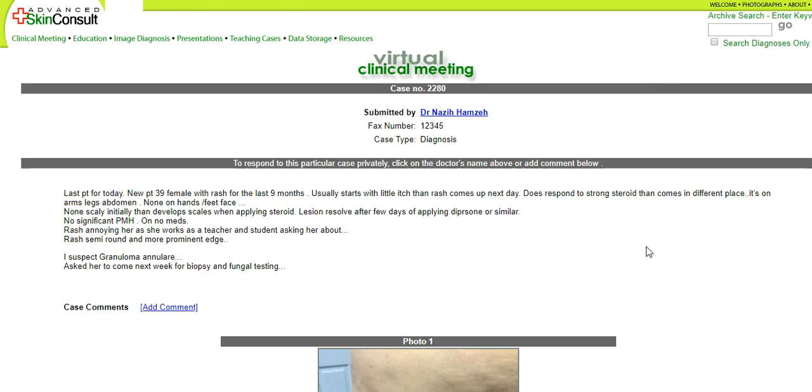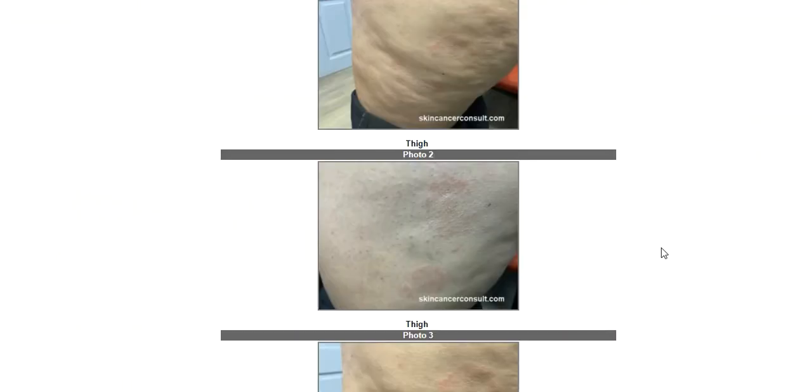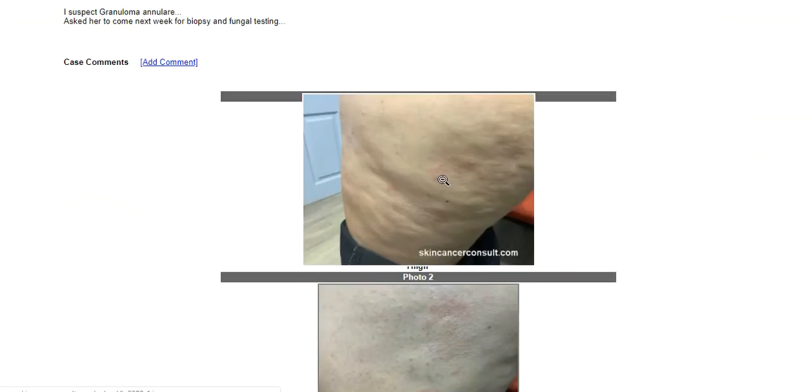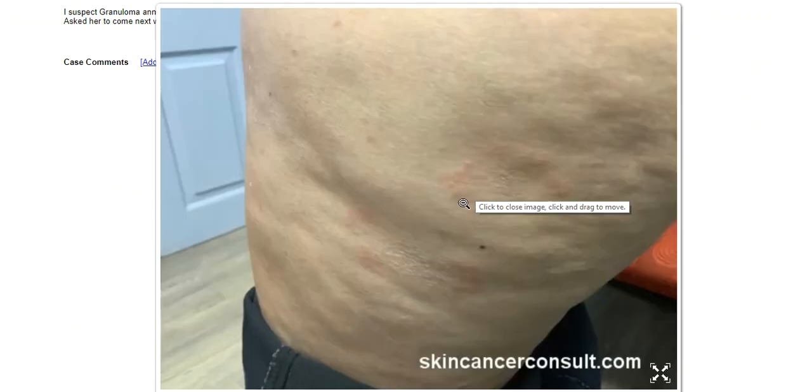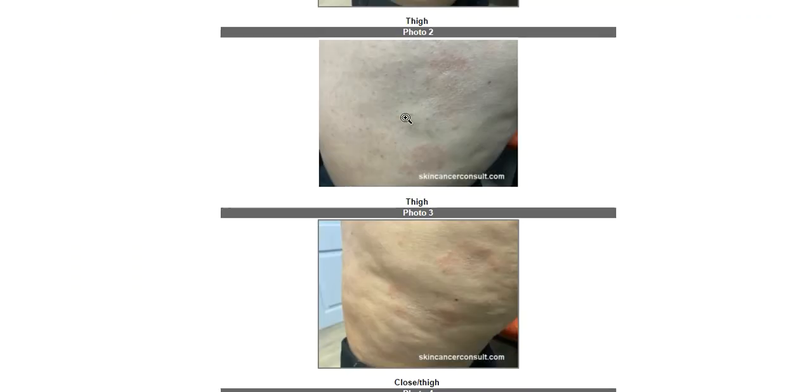Let's just have a quick look at the rash. You can see, I think there is an element of scale there, almost cigarette paper thickening of the skin. If you've got any scale, remember you should always do a scraping just to exclude fungus. Let's load this one.